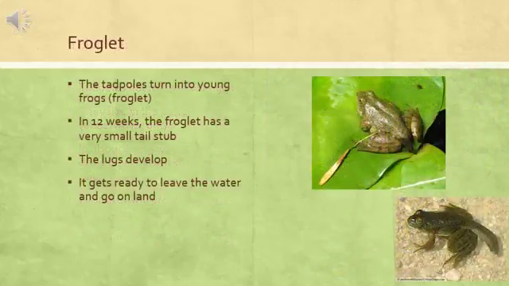The third stage is called froglet. The tadpoles turn into young frogs, which are called froglets. In 12 weeks, the froglet has a very small tail stub, as you can see in the picture on the right. The lungs develop here in this stage, and it begins to get ready to leave the water and go on land.